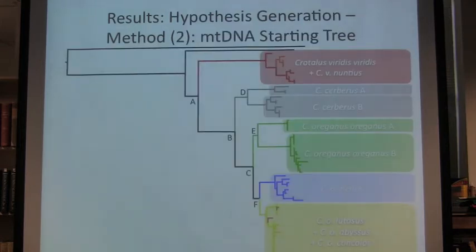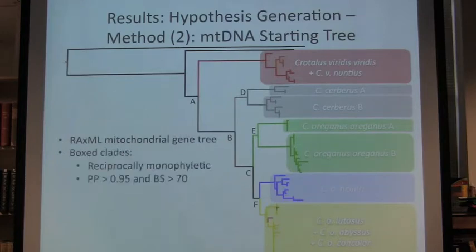Okay, so for my second method of hypothesis generation, I start with my RAxML ND2 mitochondrial gene tree. So this is the same tree that we were looking at a couple of slides ago. Now the boxed clades here represent reciprocally monophyletic clades that were supported with strong support in both the Bayesian and maximum likelihood gene trees. So notice that within cerberus and organus, those have two strongly supported reciprocally monophyletic clades in them each.